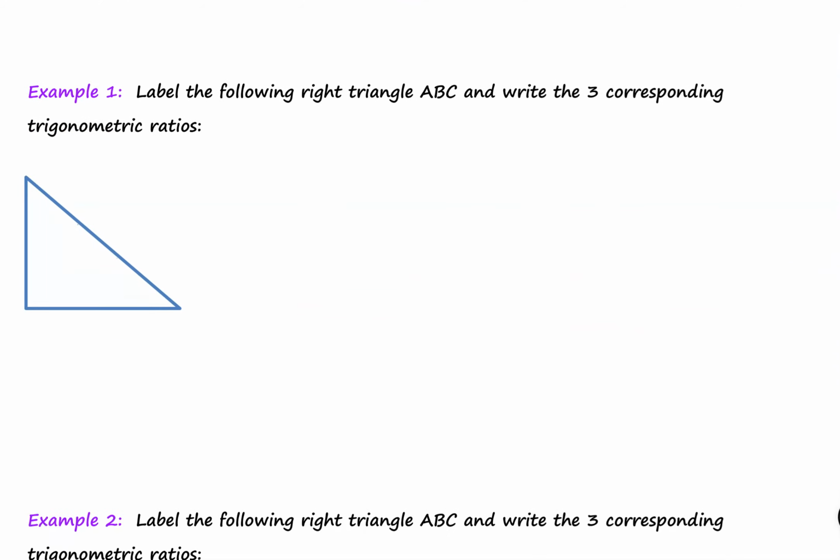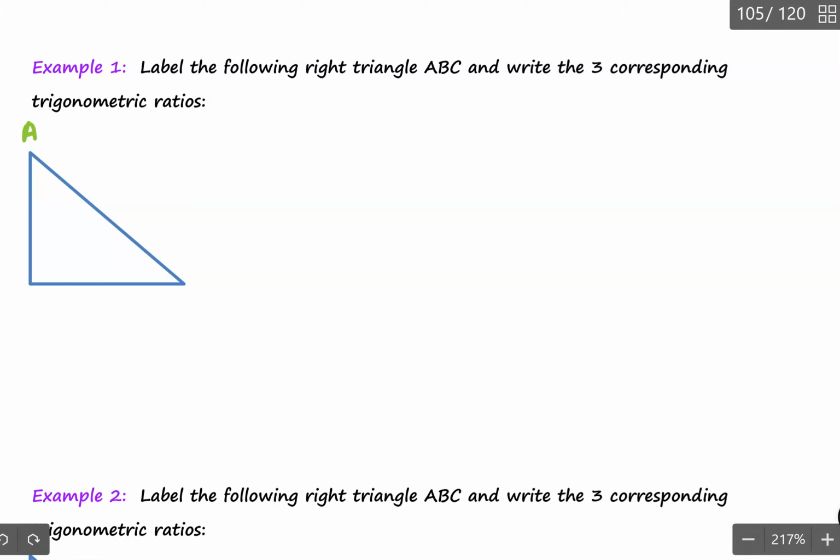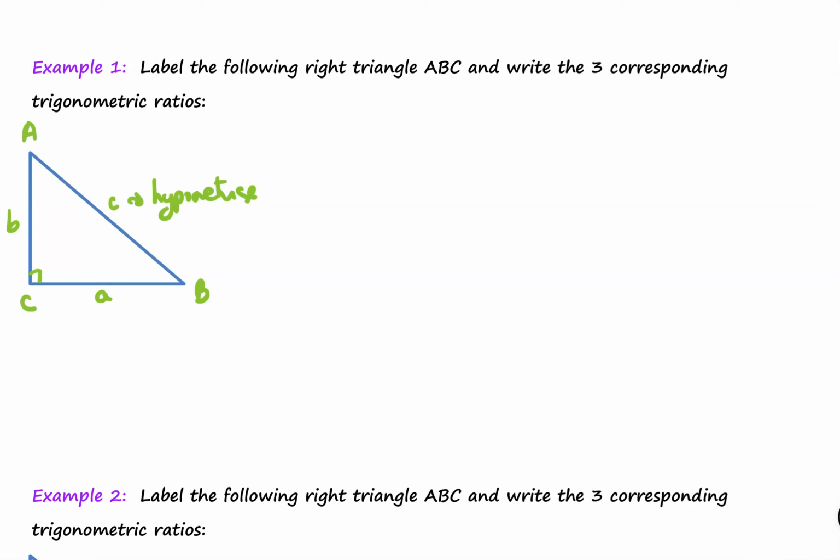Okay, so example 1 asks me to label the following right triangle ABC and write the 3 corresponding trigonometric ratios. So what I will do is label my triangle as A, B, C. Again, C is always the hypotenuse. Opposite to A is a small letter a. Opposite to B is a small letter b, to represent them as the lengths of the sides.